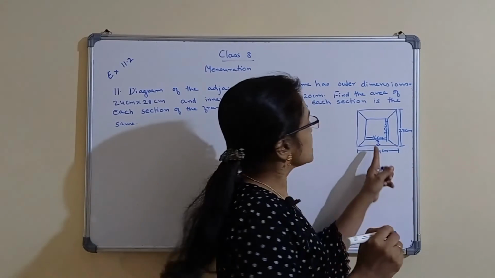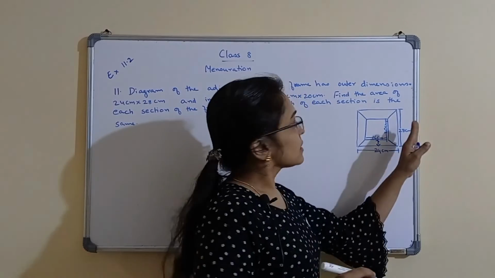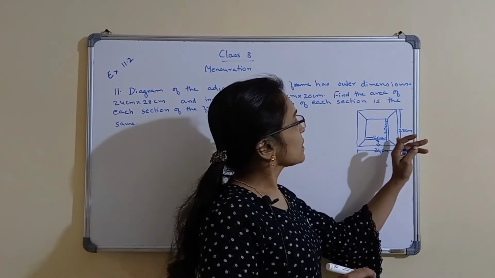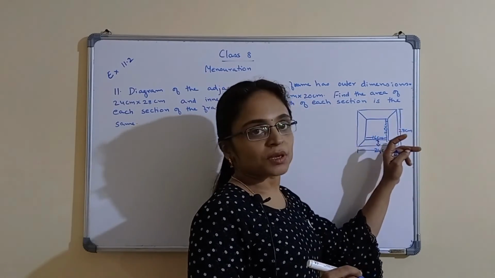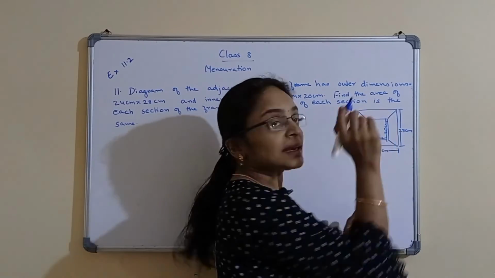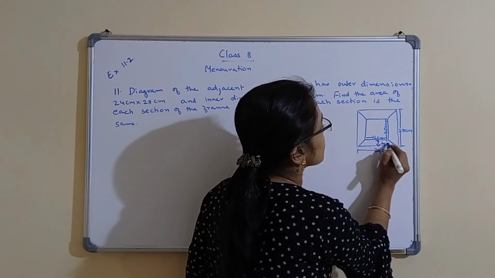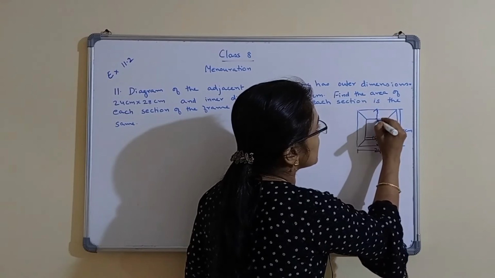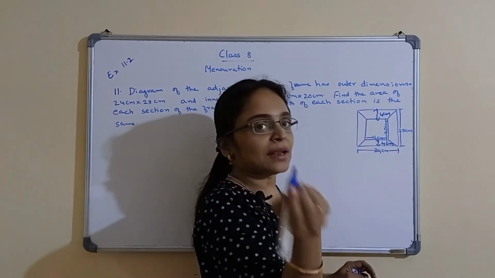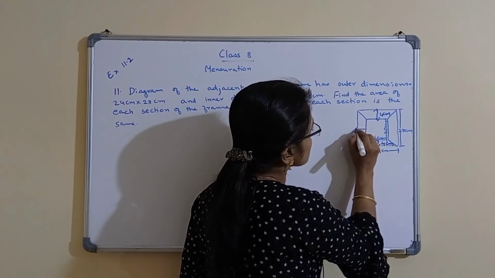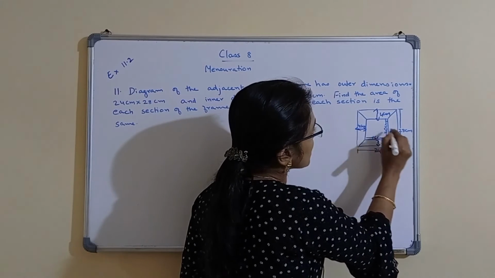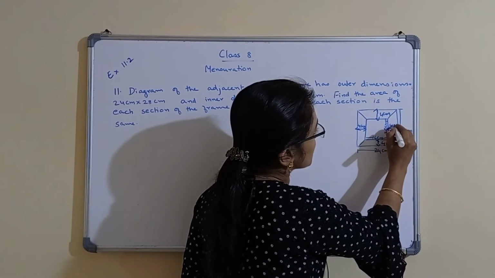So this width can be found out as this length is 28 centimeter and this length is 20 centimeter. So remaining is 8 centimeter. So this will be 4 centimeter and this will be 4 centimeter again. And the width of all the frames is equal. So this will be 4 centimeter and this will be 4 centimeter.